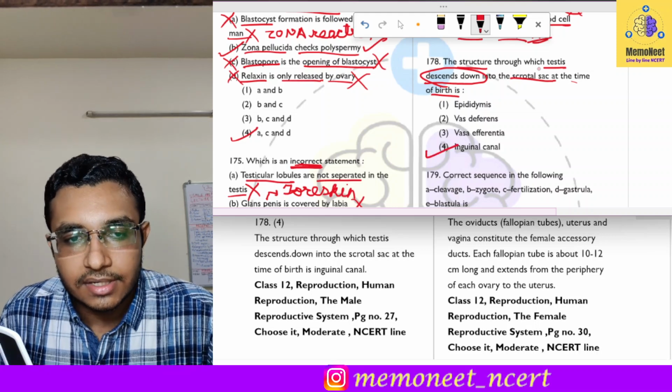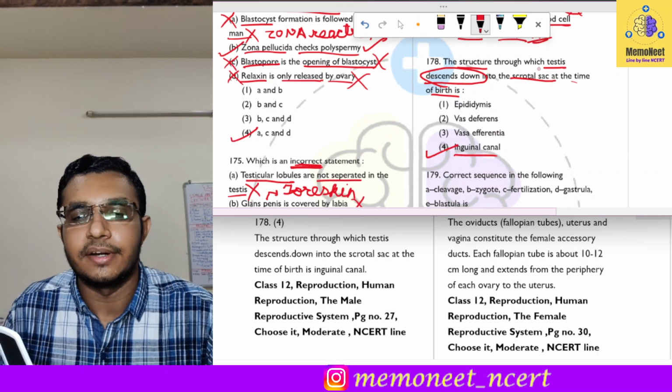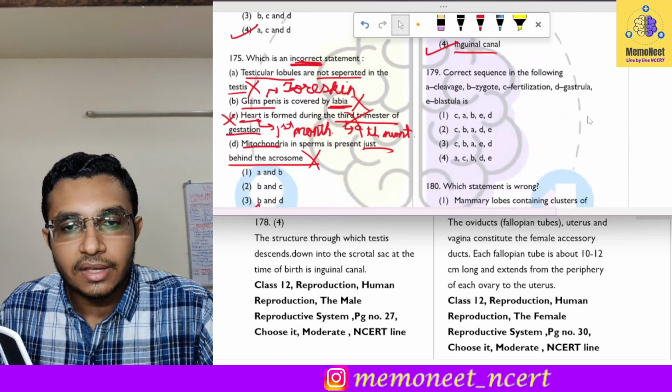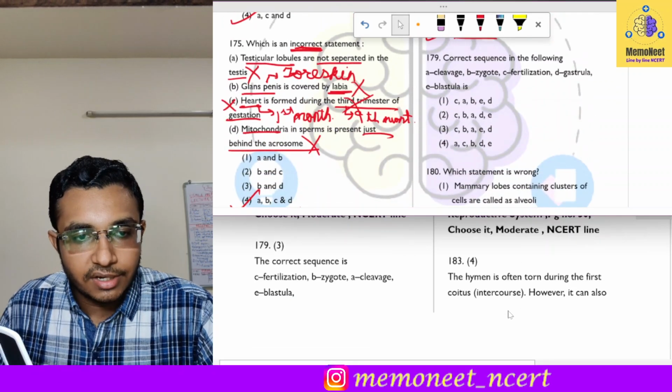So the correct answer of this question will be option 4, that is inguinal canal. The next question is question number 179.